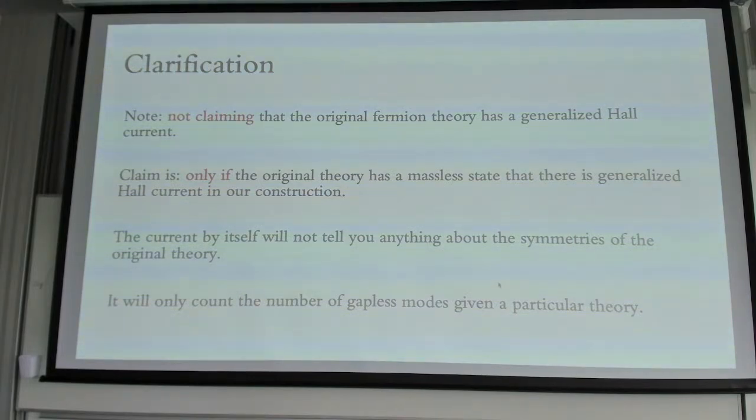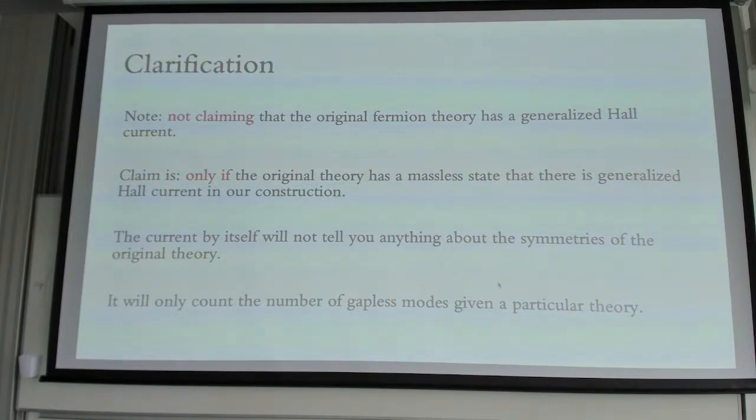Some clarification here. I'm not claiming that my original fermion theory has a generalized Hall current. I'm not claiming that. The claim is only that if my original theory has massless edge states, then there is this generalized Hall current in this construction. The current by itself will not tell you anything about symmetries of the original theory. It will only count the number of gapless modes given a particular theory.